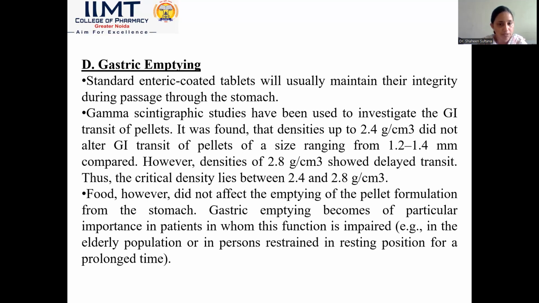Like the gastric emptying process, you also have to take care about the patient, such as a patient in whom gastric emptying is impaired, like an elderly patient, because of the resting stage the gastric emptying is slow. So you have to use a polymer that can be retained and will not be degraded in the stomach when it remains there for a long period of time. So you have to use some other polymer that will show prolonged retention without degradation in the stomach.